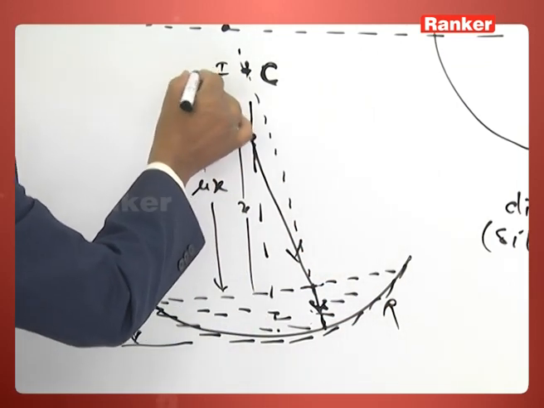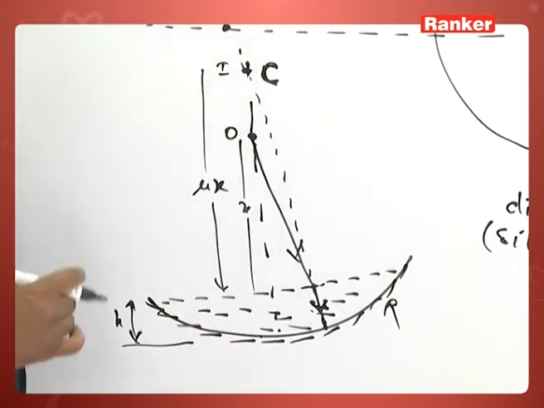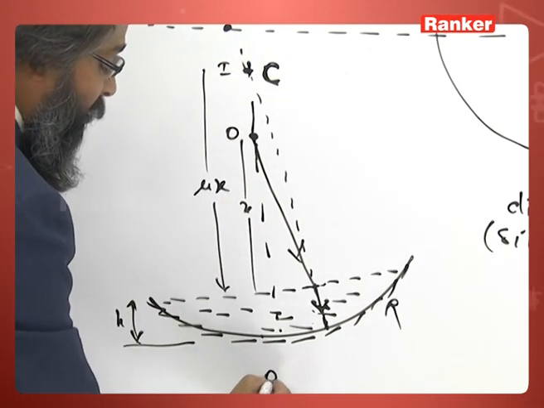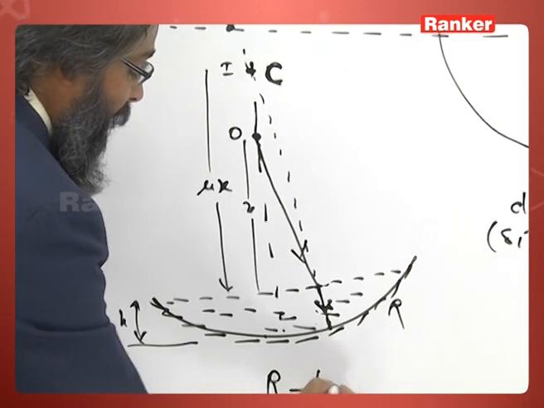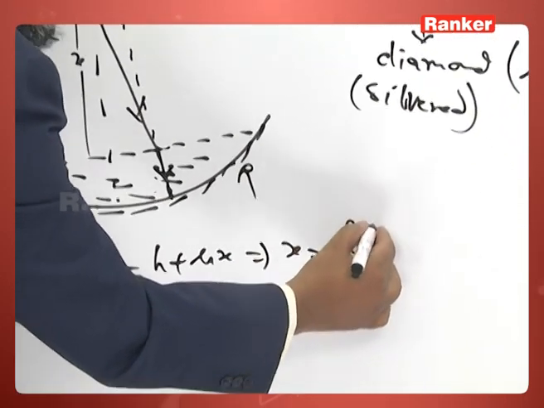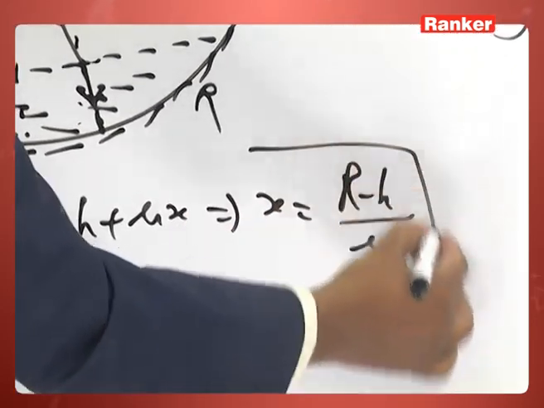That means this distance from this place is r. So, if this point and this point are at a distance r, that means this is h plus mu x, which implies x is equal to (r minus h) by mu.